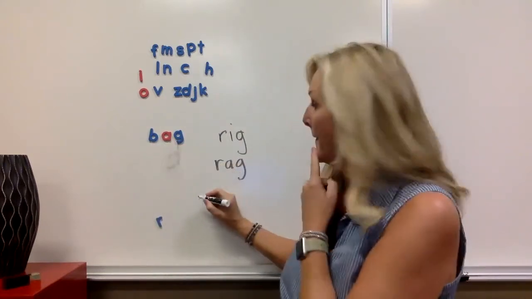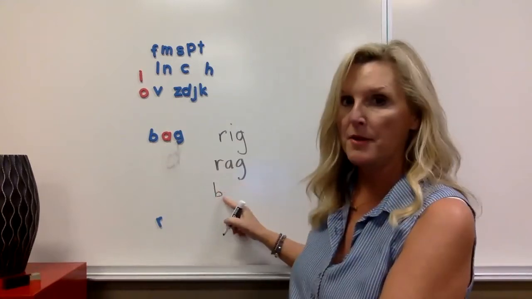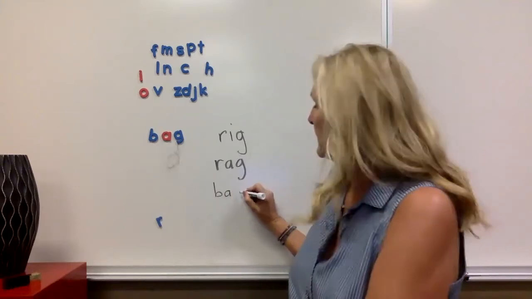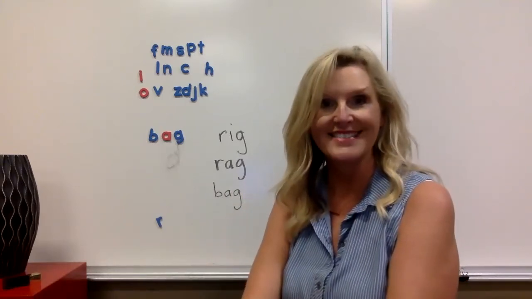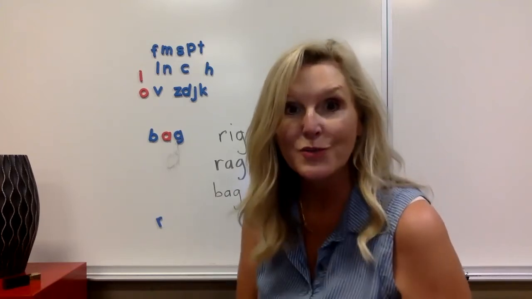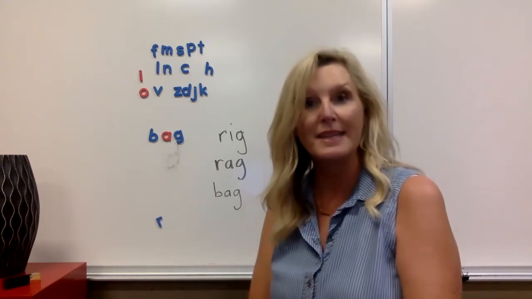Let's practice writing it and saying it slowly. Watch me. B. Made my bat and then the ball. A. G. And I want to make sure my G comes down long, down below the line. That word is bag.